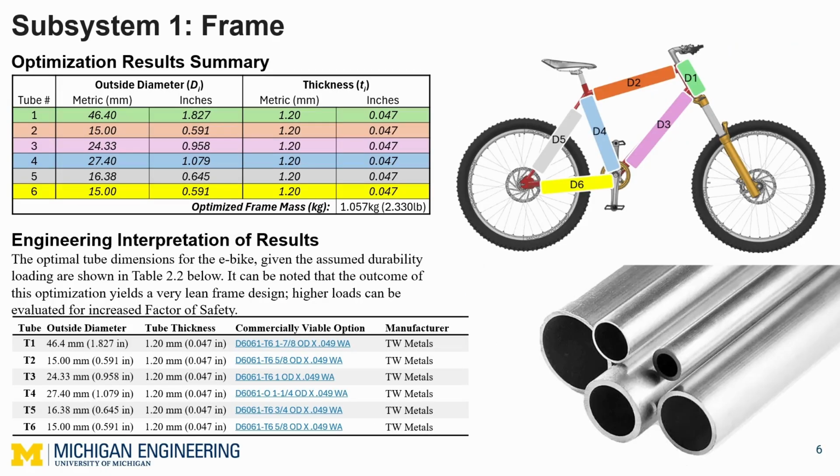These are the frame's optimized values for diameter and thickness of each tube. We found it very interesting that the optimal tube thickness was consistently set at the lower bound of 1.2 millimeters. Overall, the outcome of this optimization is very lean but feasible. A table of commercially available aluminum tube stock is included at the bottom of the slide.